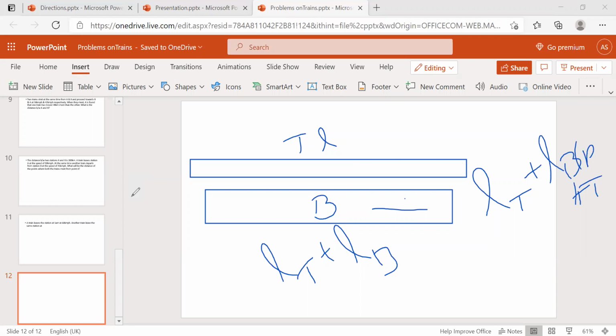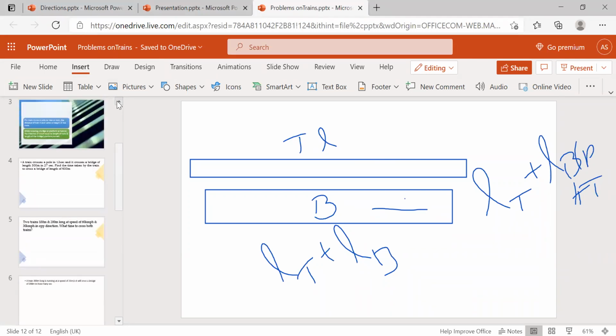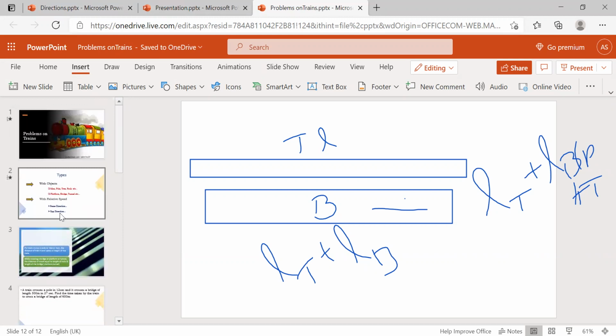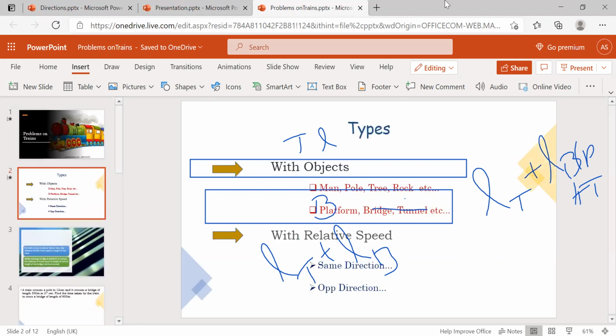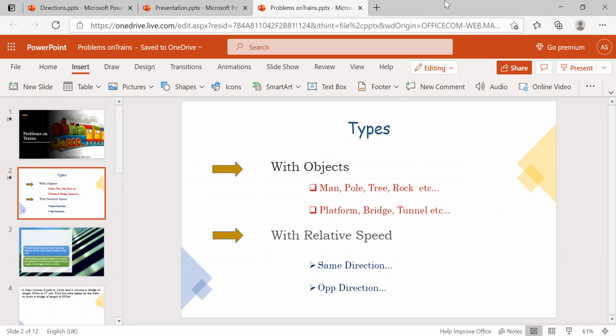Now, in the first type of problems, what are they? They are based on objects, that may be a man, pole, tree, rock, etc., or platform, bridge, tunnel, etc. And type 2 is relative speed. Relative speed has another two methods, that is, one is opposite direction and another one is same direction.